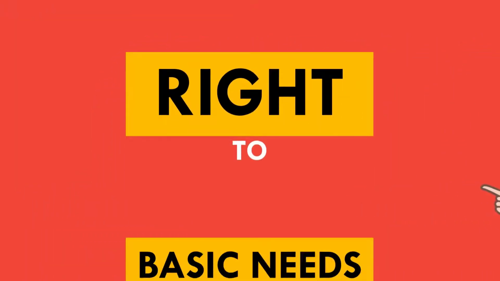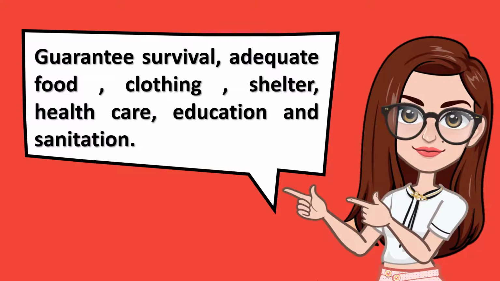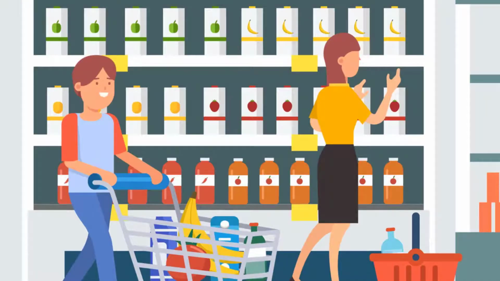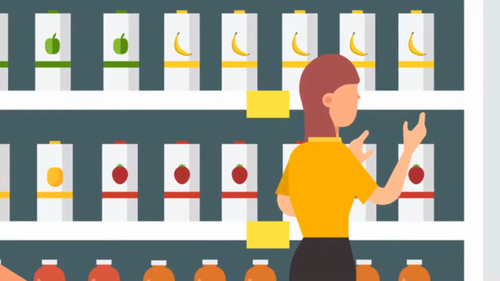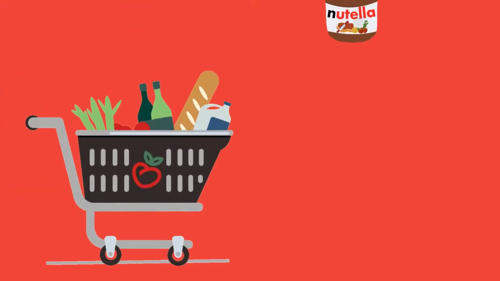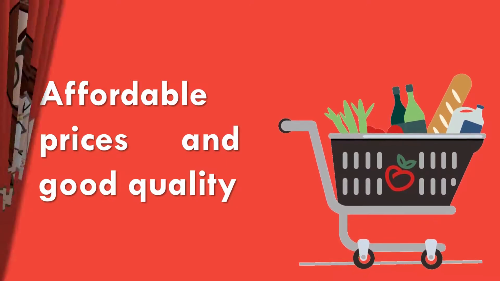Right to basic needs. The first consumer right is the right to basic needs, which guarantees survival: adequate food, clothing, shelter, healthcare, education, and sanitation. With this right, consumers can look forward to the availability of essential and prime commodities at affordable prices and good quality.